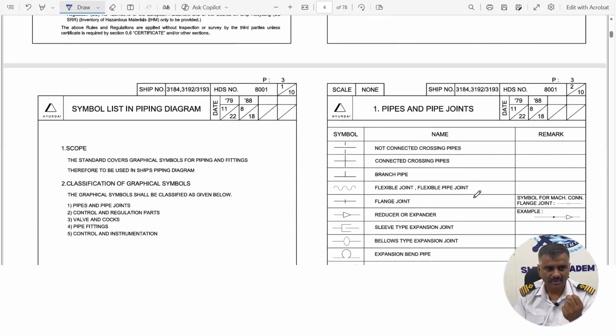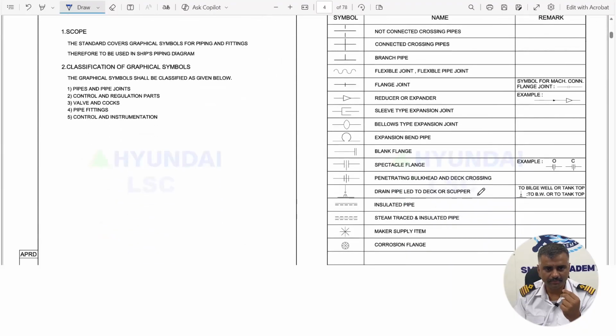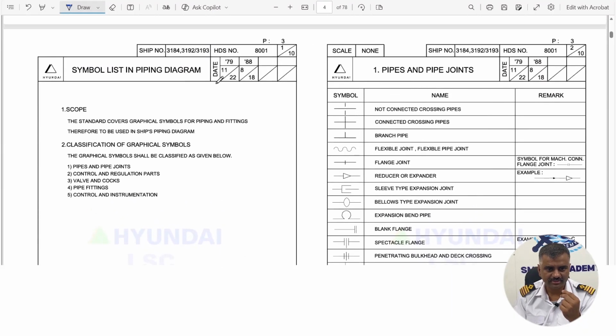Okay, now we come to our important discussion on this symbol list. So this is the discussion on symbol list in the pipeline diagram. Okay, so as per the classification, they have divided the symbol list into pipe and pipe joints, control and regulation parts, valves and cocks, pipe fittings, and control and instrumentation. We'll do it one by one. So first discussion will be with the graphical symbols on the pipes and pipe joints.